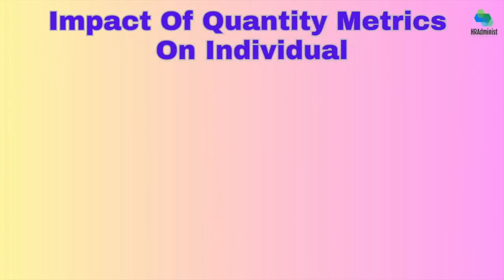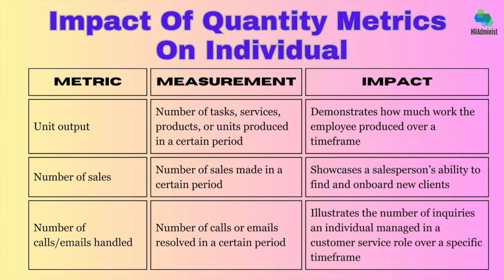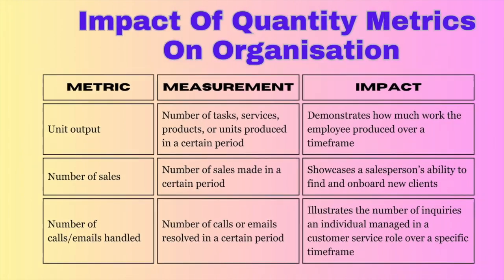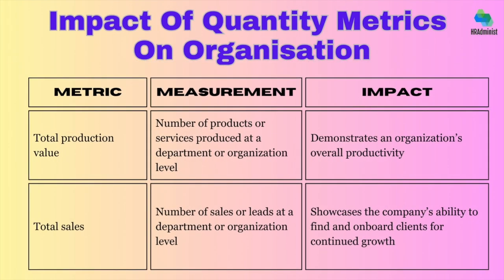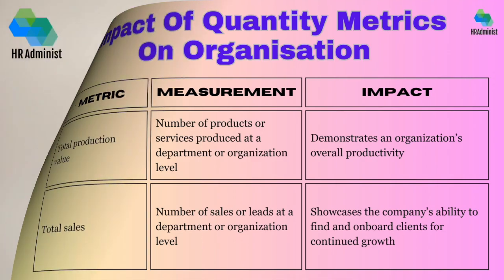So here is the table showing the impact of quantity metrics on individuals. First, there are a few metrics on which this is being measured. Then the measurement criteria for each metric and its impact. Now we will see the impact of quantity metrics on the organization, wherein in this table we have taken two metrics, total production value and total sales, and the measurement criteria for each and the impact.